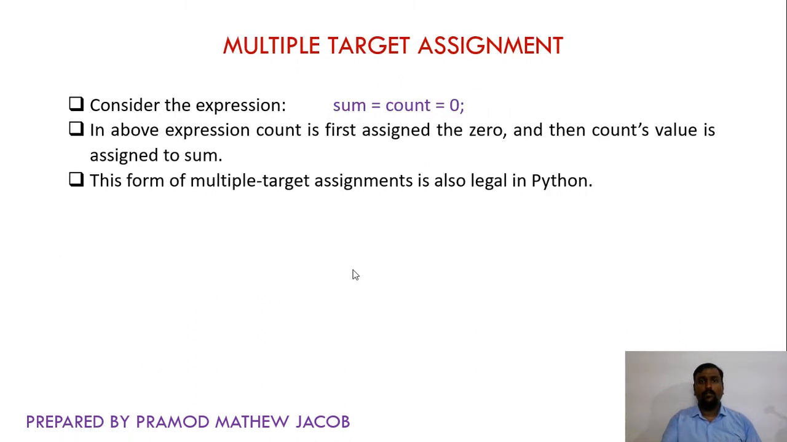Next, let's see multiple target assignment. Consider the expression sum is equal to count is equal to 0. Here the value 0 is stored to multiple targets like count and sum. In the above expression, count is first assigned with the value 0 and then that count's value is assigned to sum. So the expression is evaluated from right to left. First this 0 is mapped to count and then that count value, which is 0, is mapped to sum. So sum and count will get the value 0. This form of multiple target assignment is legal in the Python programming language. So these all are the various types of assignment operations.